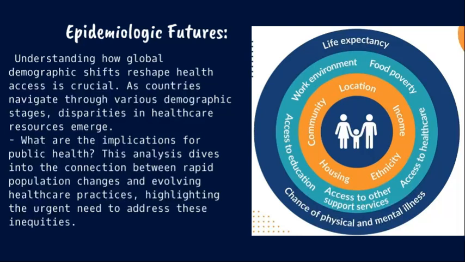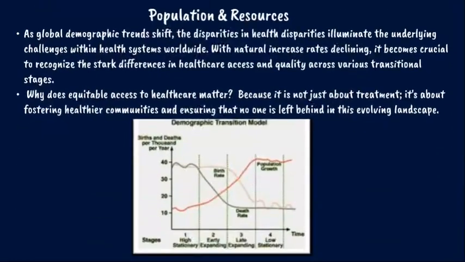What are the implications for public health? This analysis dives into the connection between rapid population changes and evolving healthcare practices, highlighting the urgent need to address these inequities. The second thing is population and resources.